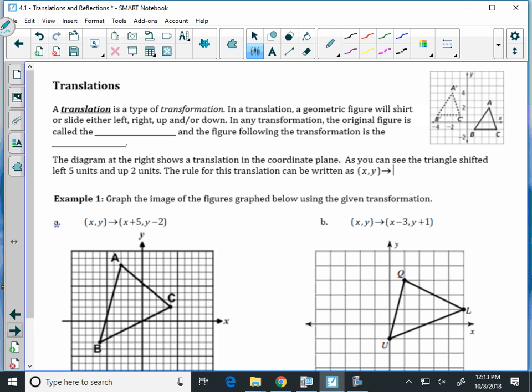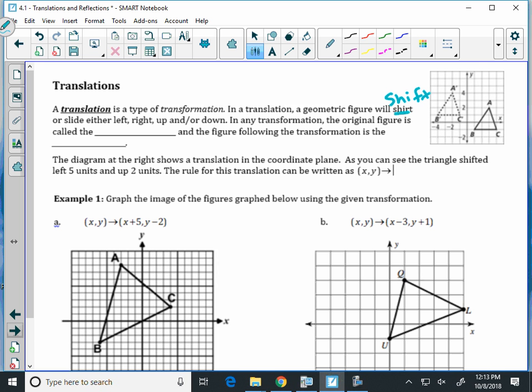So a translation, the first type of transformation we're going to talk about, is where a geometric figure will shift, or slide, however you want to think of it, left, right, up, down, or a combination of the two. Okay? It will have some sort of horizontal movement along with some sort of vertical movement, or it might just move horizontally or it might just move vertically. Okay? It's just sliding around.